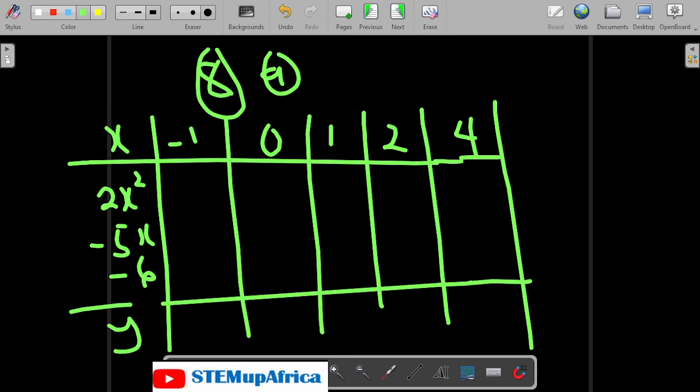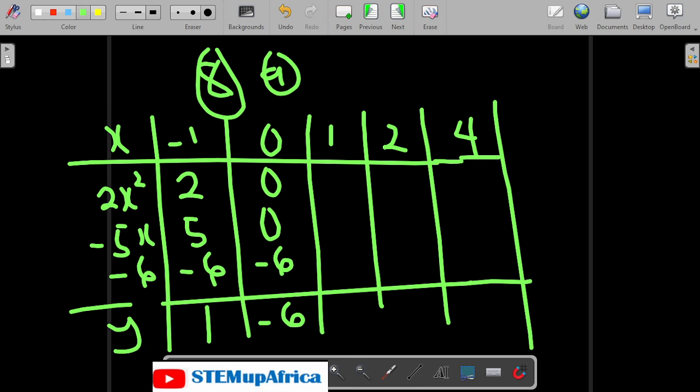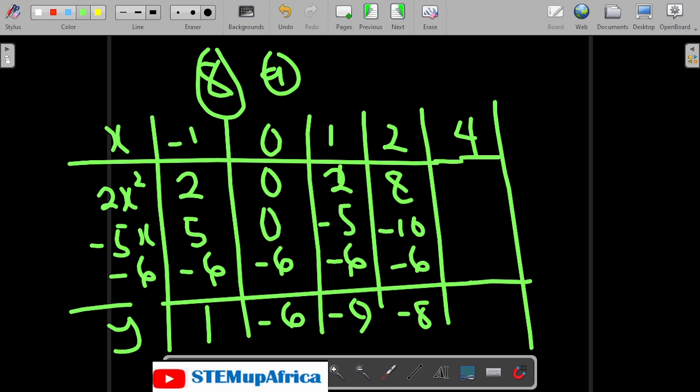So if I put in -1, here will give me 2, here will give me 5, minus 6. If I add up, I'm having 1, 0, 0, minus 6. Here will give me -6. Here is 2, minus 5, minus 6. It'll give me -9. Here is 8, minus 10, minus 6. Here will give me -8. Here is 32, minus 20, minus 6. Here will give me 6.